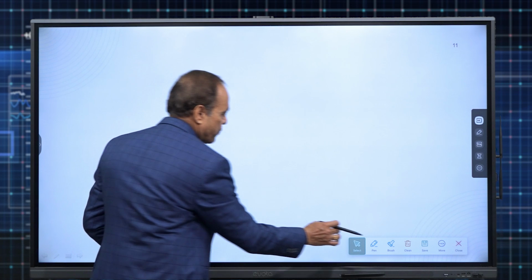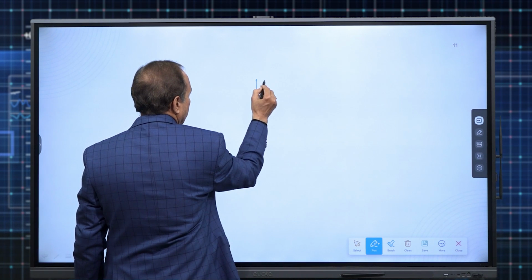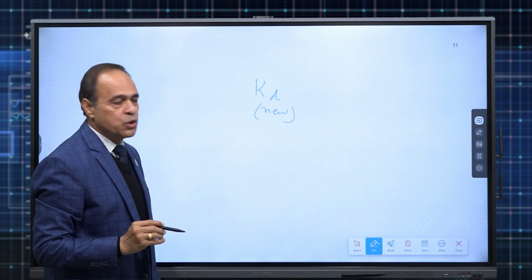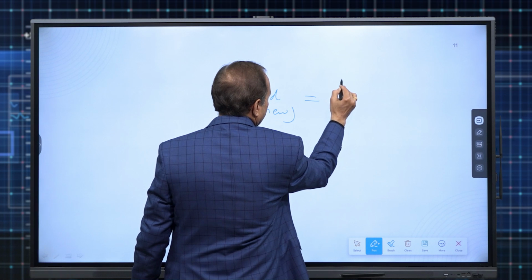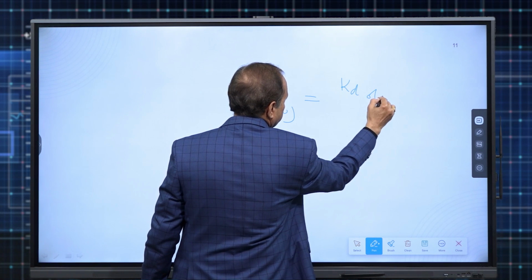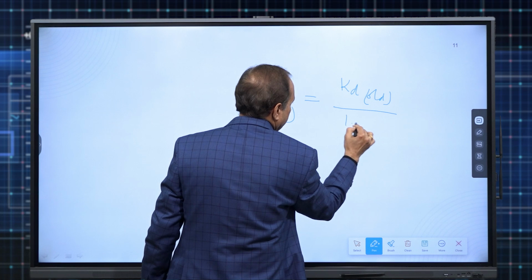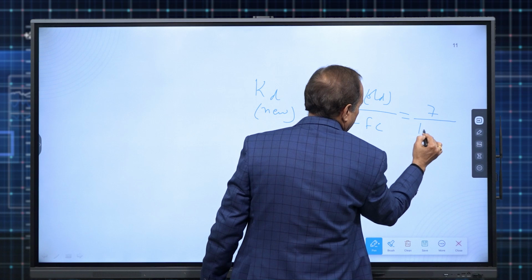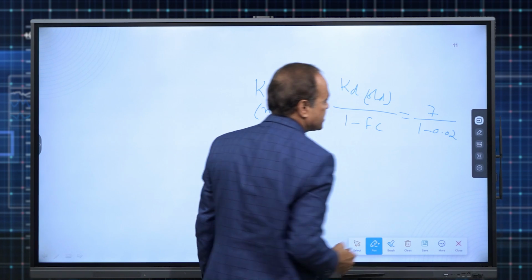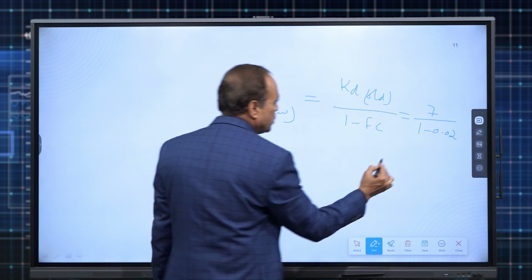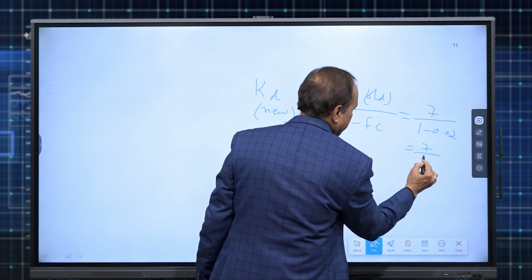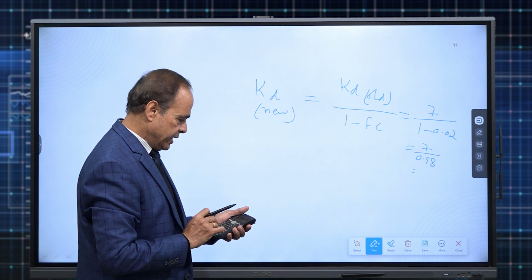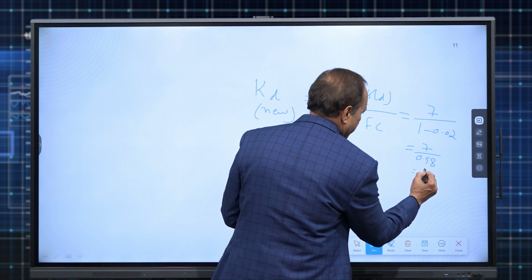So always remember, if we have to find out KD new, that means specific cost of new debt, simply do it like this: KD old divided by 1 minus flotation cost. So in our case, old KD was 7% and flotation cost of debt is 2%. So how do we get the cost of new debt? 7 divided by 0.98. So 7 divided by 0.98, we get 7.14%.